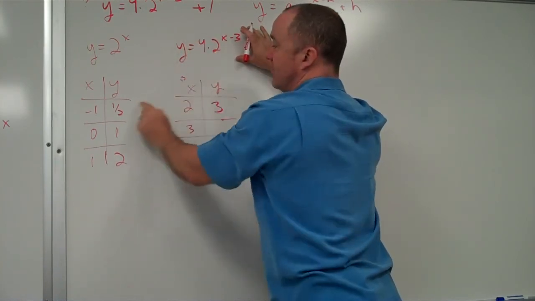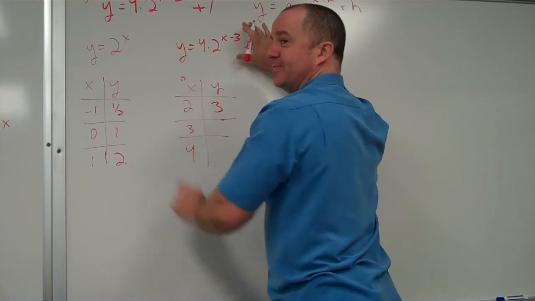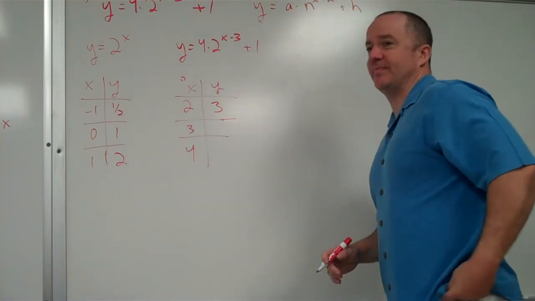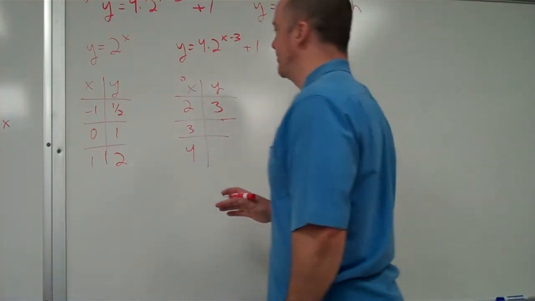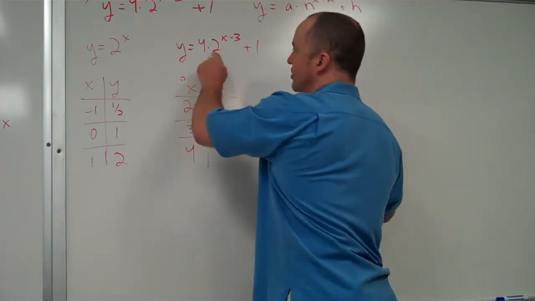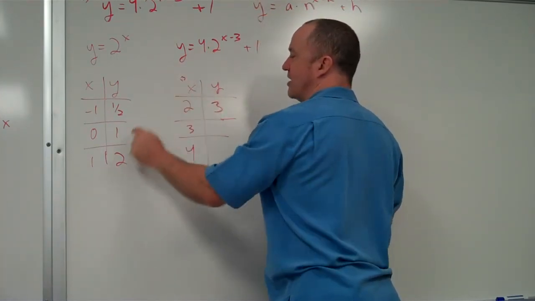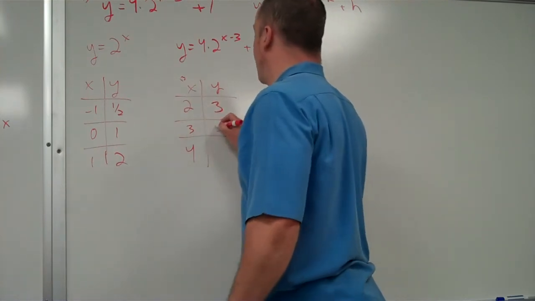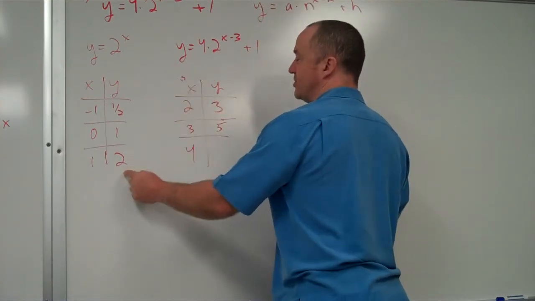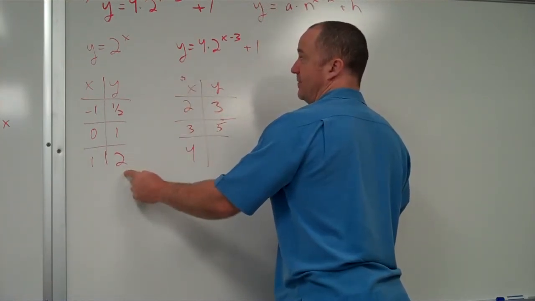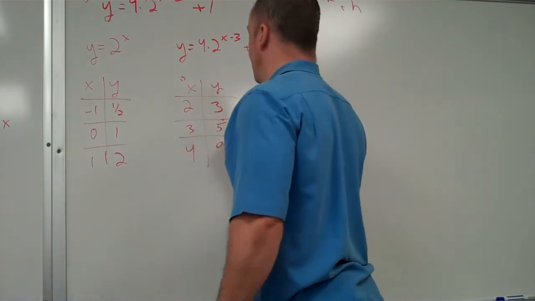This part will become the 1/2, the 1, and the 2. But if you plug it in anyway, you'll get the right answer every time. You don't have to follow it this way, but this will now become 4 times 1 plus 1, which is 5. And this will become 4 times 2, which is 8, plus 1, which is 9.